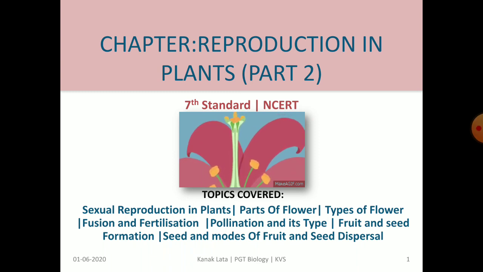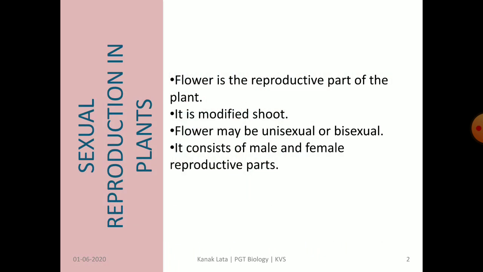Today in this online session, I am back with part 2 of reproduction in plants of 7th standard. Today's topics of discussion are sexual reproduction in plants, parts of flower, types of flower, fusion and fertilization, pollination and its types, fruit and seed formation, seed and modes of fruit and seed dispersal. So let us start with sexual reproduction in plants.